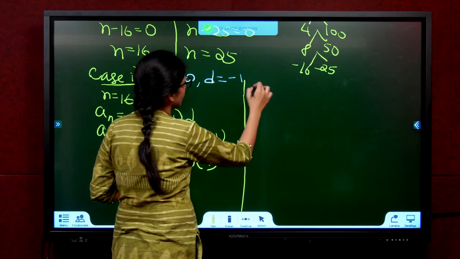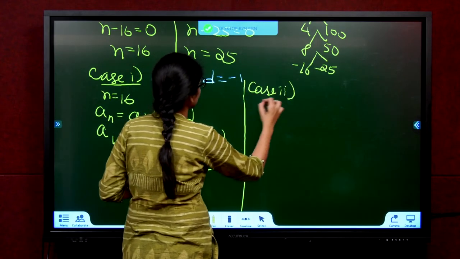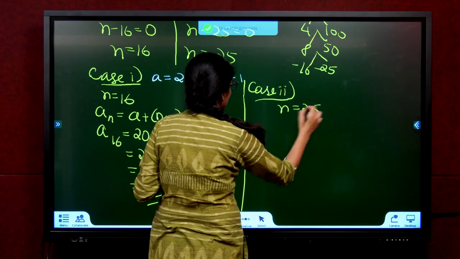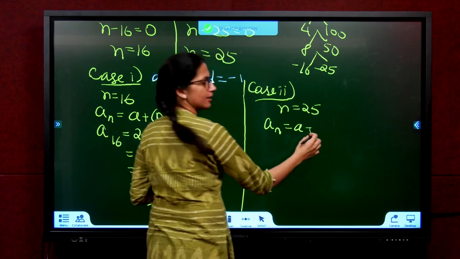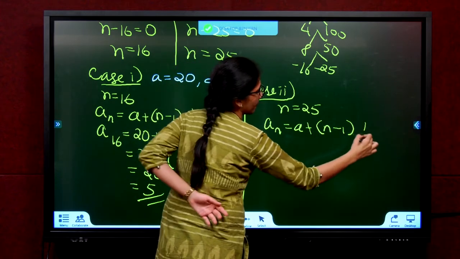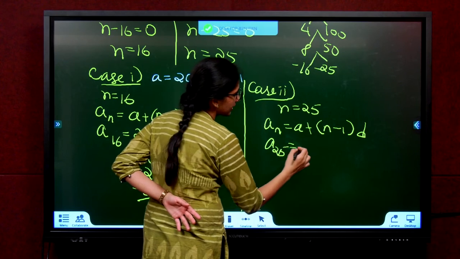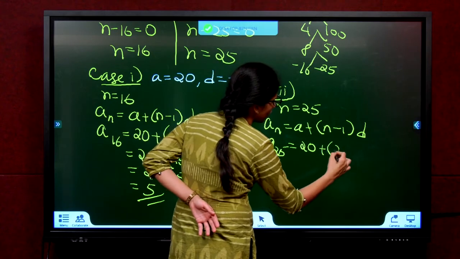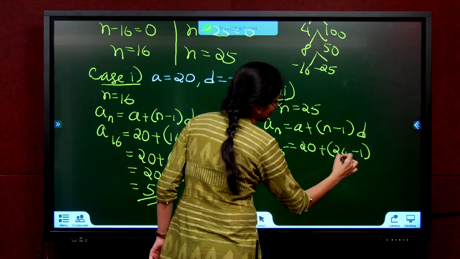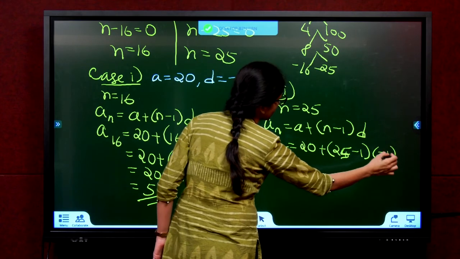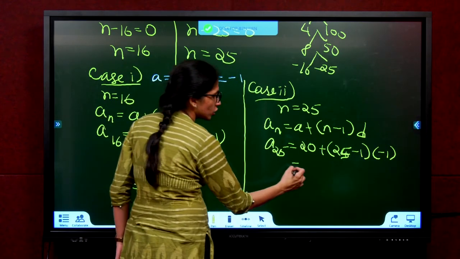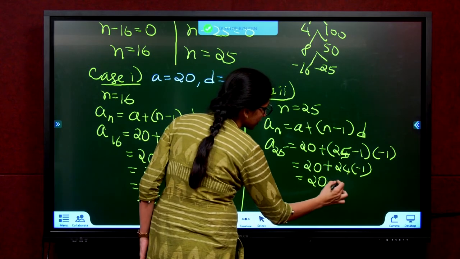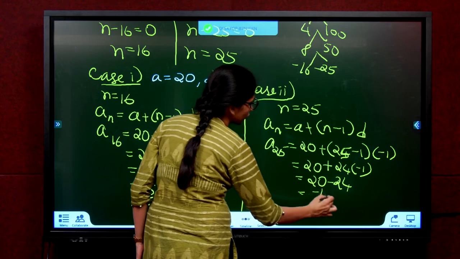Let's take case 2 and see if we get the same thing. In case 2, a and d value won't change. N is now 25. So an is equal to a plus n minus 1 into d. A25 is equal to, what is a? 20 plus 25 minus 1 into minus 1. 20 plus 24 into minus 1. 20 minus 24, minus 4.